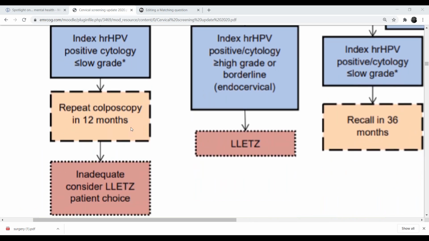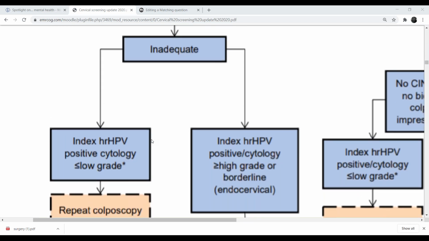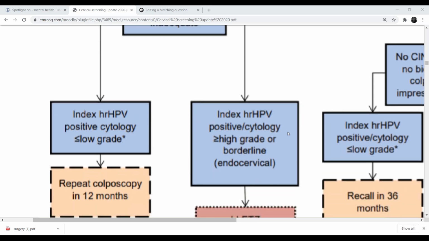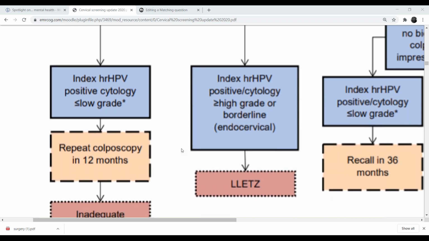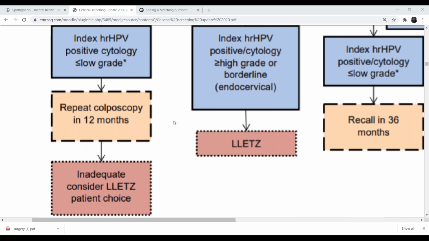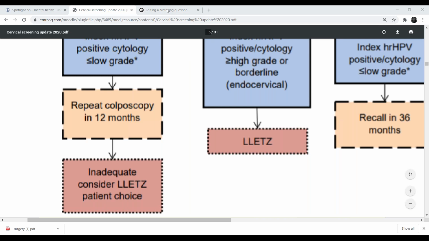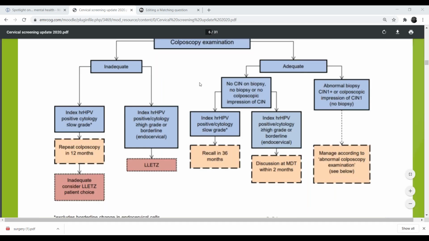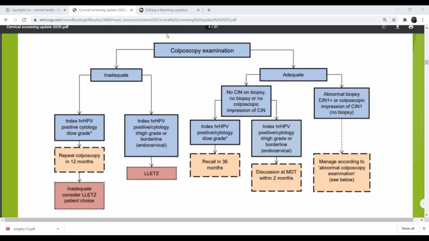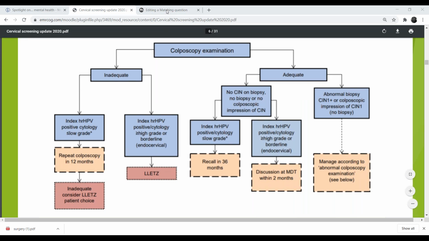If at the time of repeat colposcopy, the result is again inadequate colposcopy, please consider treatment, and this treatment will be by LLETZ. Okay? Coming to inadequate colposcopy examination, refer to the HPV; if it is positive and cytology is high grade or borderline endocervical changes, take the safe side and offer the patient LLETZ, offer the patient treatment, because her original HPV is positive and her original cytology is high grade lesion. Okay, so here we will be done with the second algorithm of the 3 new algorithms that come in the guidance of the cervical screening.